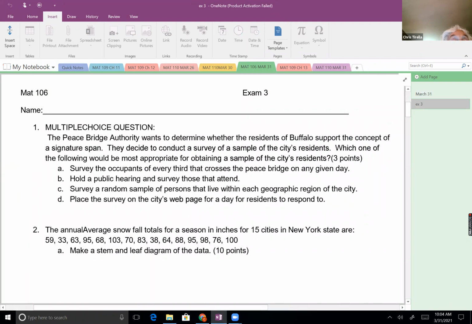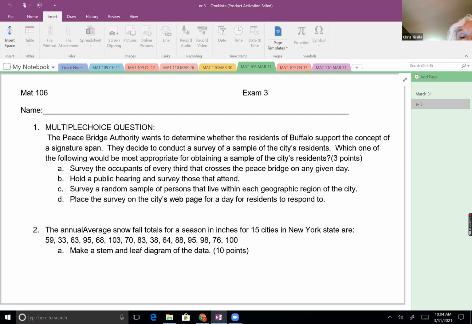And in answering these questions, I'm going to ask for a lot of help from you folks. First question, and you'll notice that when I used to do pencil and paper tests, I tried to make them a little bit local. How long have they been ranting and raving about wanting to put in a signature span for the Peace Bridge, right? So the Peace Bridge Authority wants to determine whether the residents of Buffalo support the concept of a signature span. They decide to conduct a survey of a sample of the city's residents. Which one of the following would be the most appropriate for obtaining a sample of the city's residents? To survey the occupants of every third car that crosses the Peace Bridge on any given day.